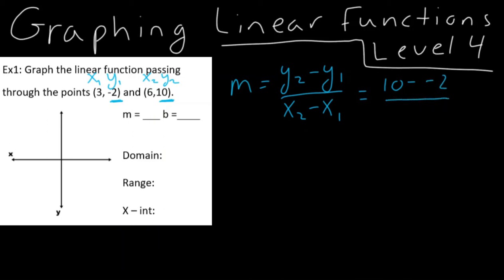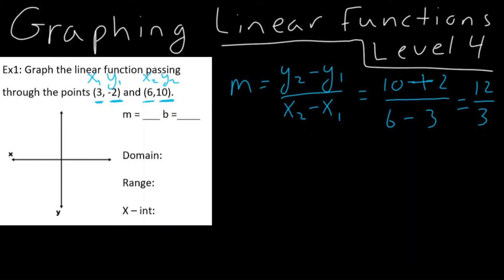Make sure that you include that negative there. And on the bottom we have our x2 value, which is 6, minus our x1 value, which is 3. Now on the top we see that two negatives actually make a positive, and we have 10 plus 2, which would give us 12 over 6 minus 3, which is 3.